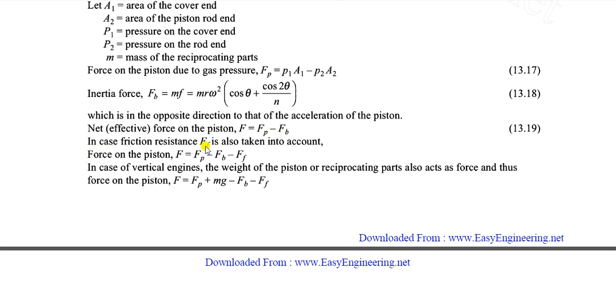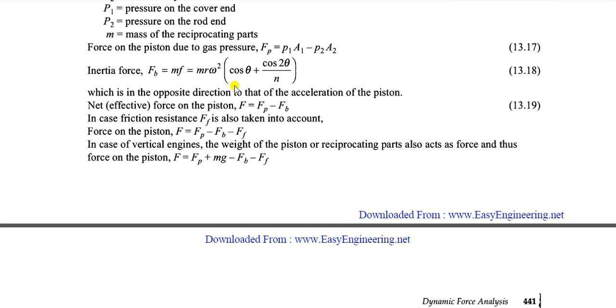And if you consider friction also, friction also opposes the movement, so the force will be reduced by Ff. Because you are calculating the net force in the right-side direction, Fp is acting in positive x, Fb will oppose, and the friction force will also oppose. All this is in the case of a horizontal engine. In the case of a vertical engine, the weight of the piston or reciprocating parts also acts as a force.